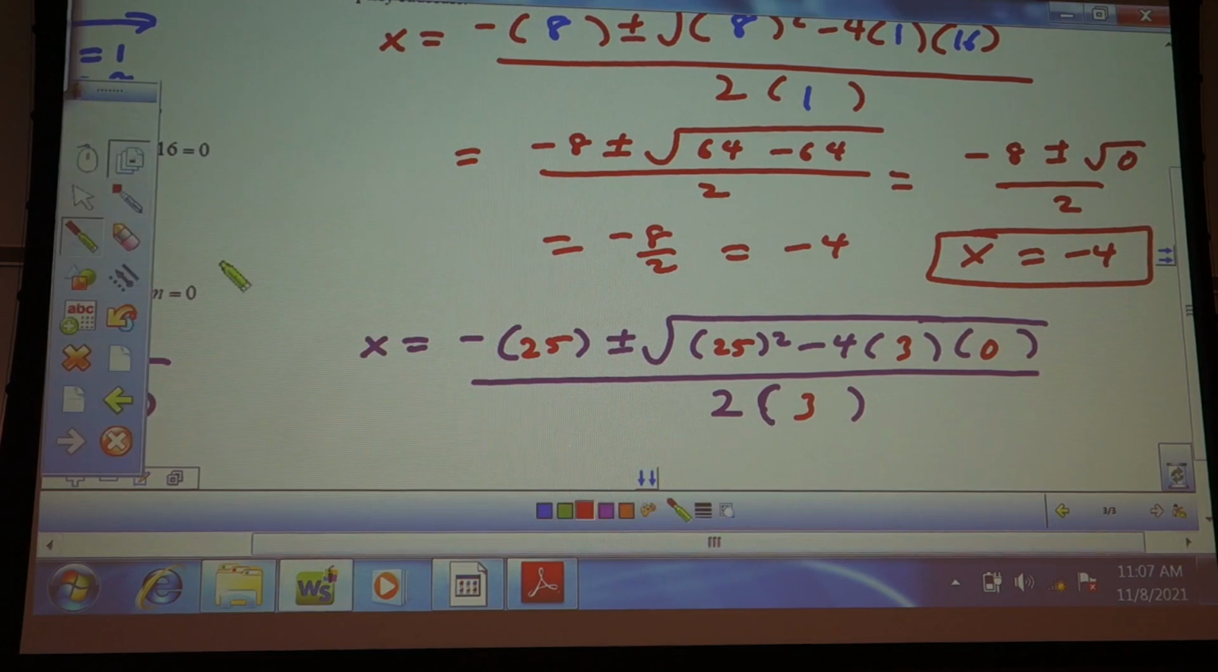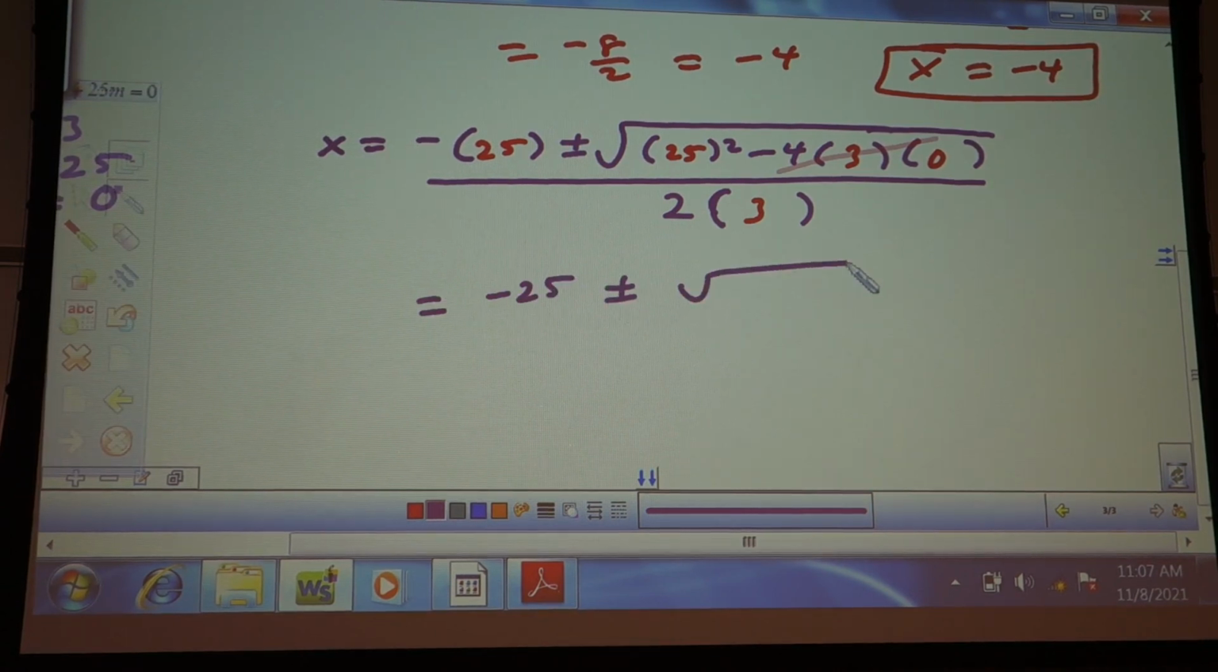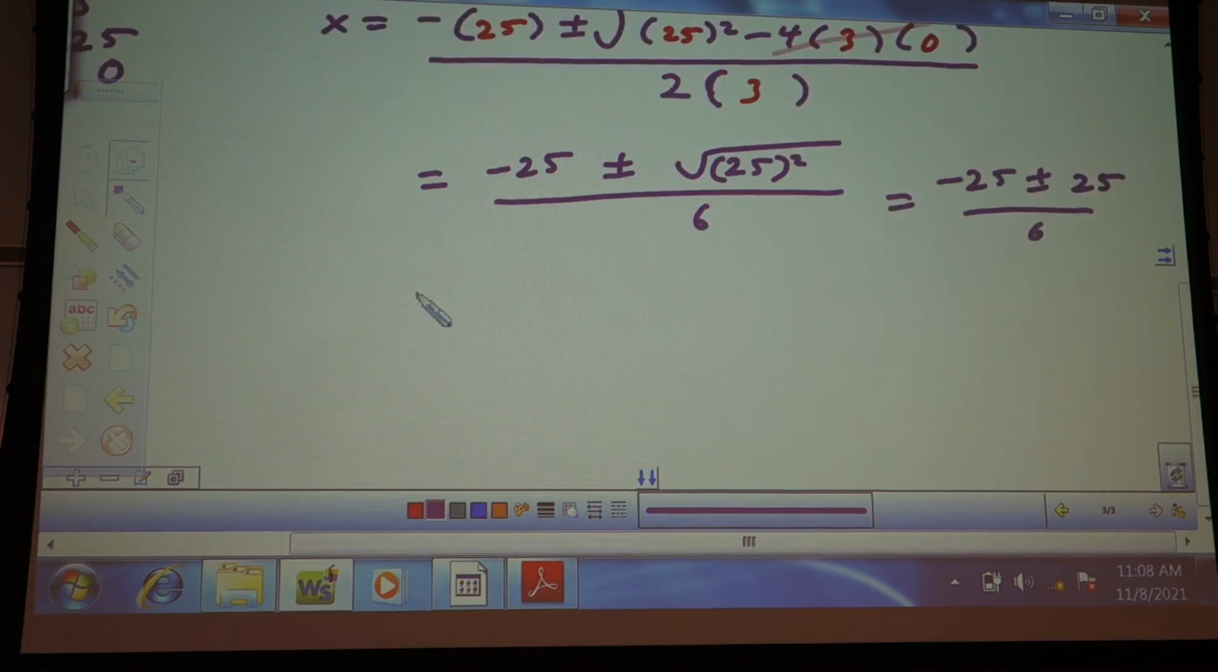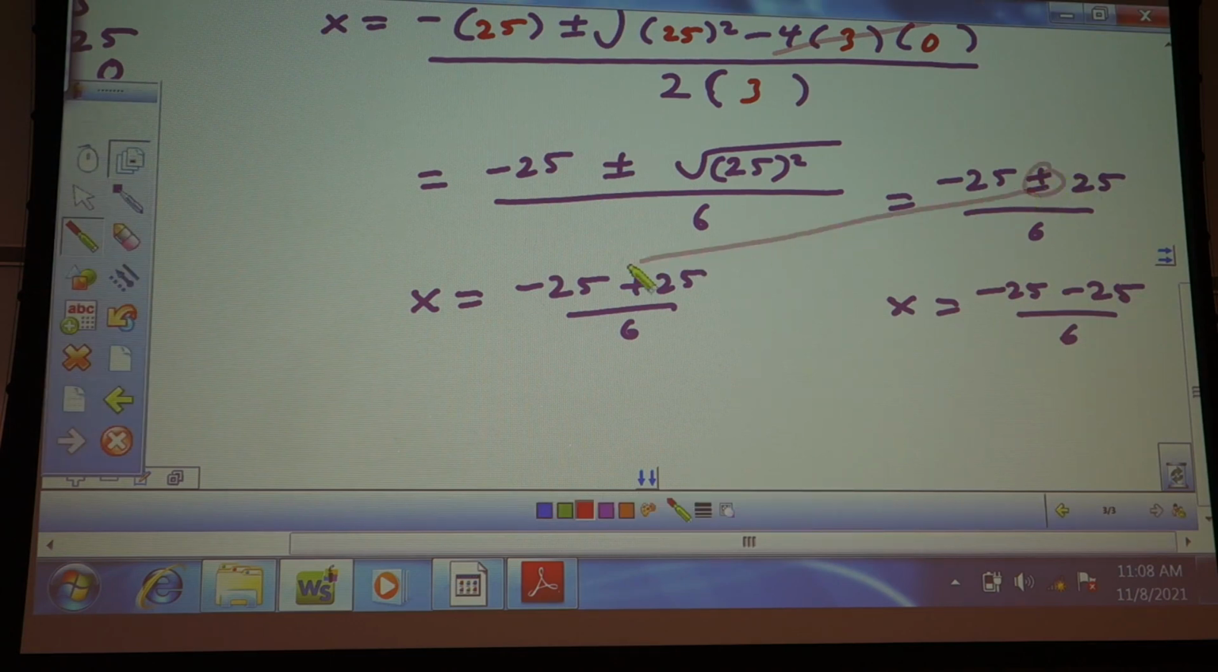So then this part goes away. I feel like we went over this. I know we did this one. All right, we'll do it again quickly. This becomes negative 25 plus or minus the square root of 25 squared minus 0, so that just goes away, over 6. Okay, now remember the square root of 25 squared is just 25, so this becomes negative 25 plus or minus 25 over 6. So I'm going to have two solutions: x equals negative 25 plus 25 over 6, and x equals negative 25 minus 25 over 6, because of this plus or minus. I have a plus and I have a minus.